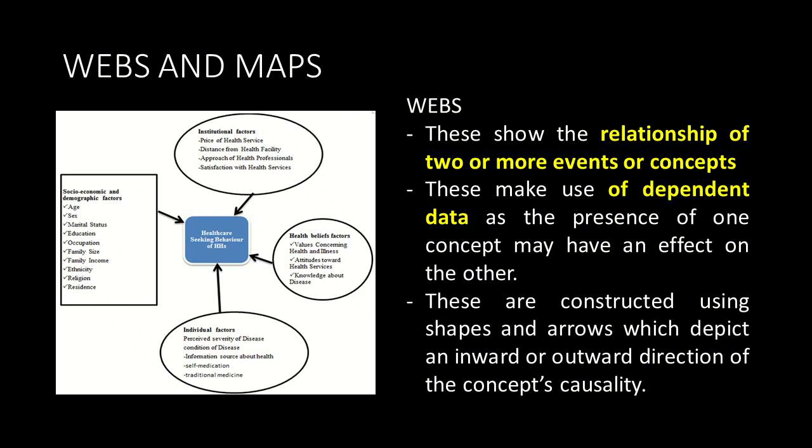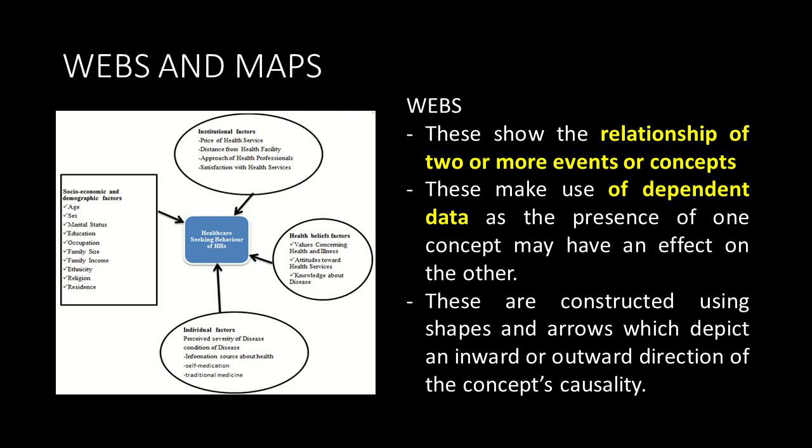In this case, the effect is causality. What does causality mean? It means that one concept causes the existence of another. How do we create webs? We use shapes and we use arrows.